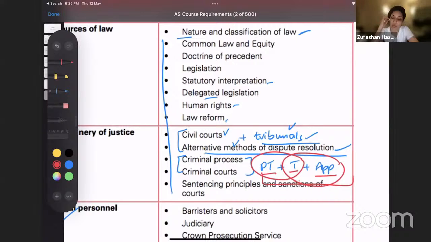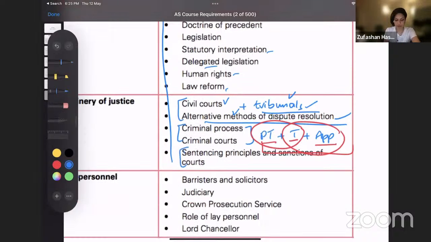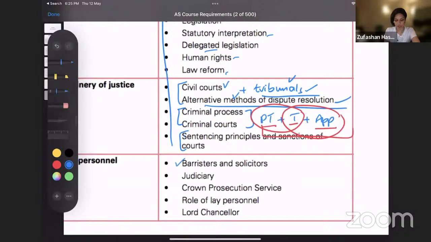So when you read the question, read it very carefully to understand if it's a question on pretrial or just trial or only appeals, or is it two parts or all three parts, basically. Sentencing is a separate standalone question on its own. So is the legal profession, judiciary, CPS, lay personnel being magistrates.